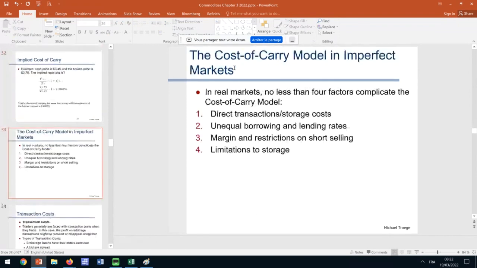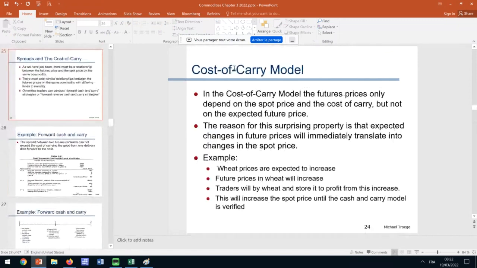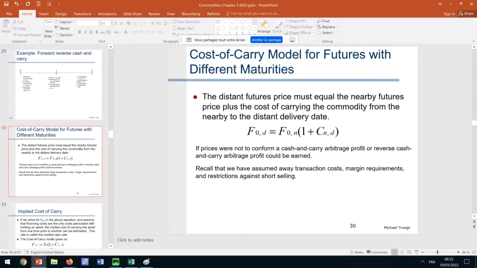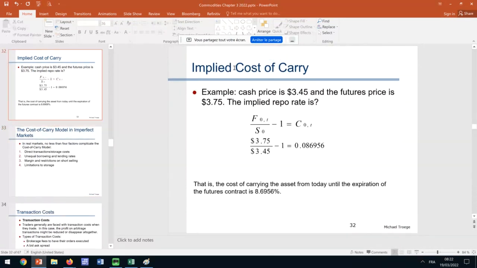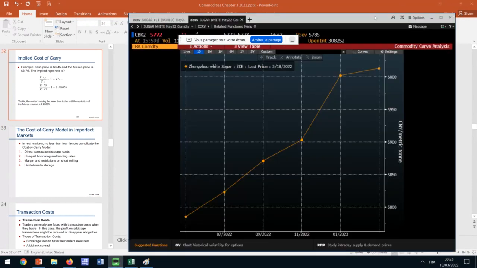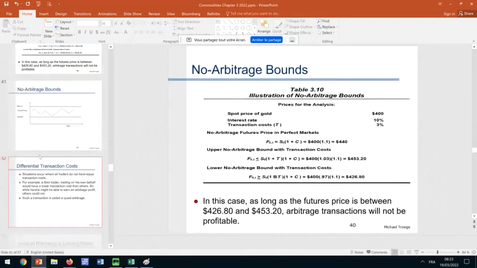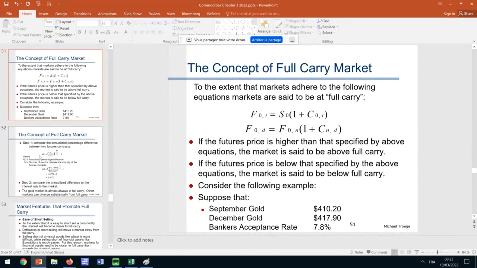Okay, so let me see. These slides are a little arbitrary. If the implied cost of carry is equal to the actual interest rate, and that's very much the case here in China for sugar, then we would say the commodity is at full carry. Yes, here, the full carry market.